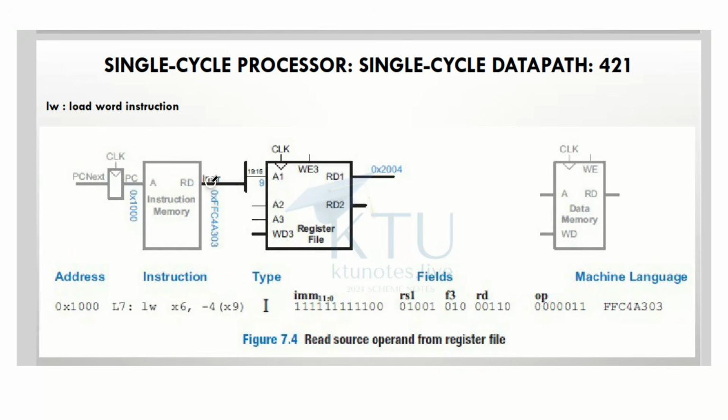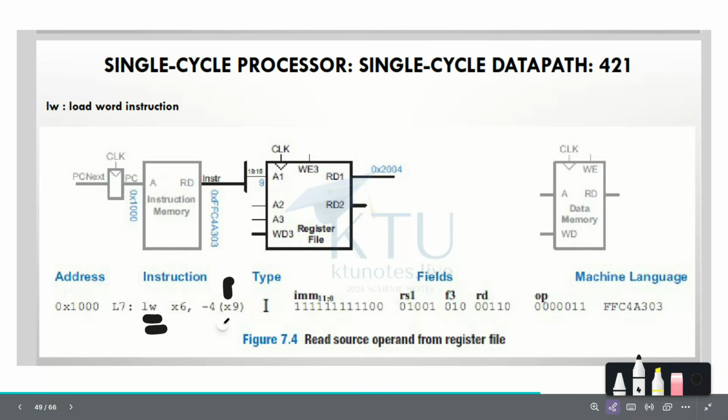Understood? Now, what the instruction is telling us is a load instruction. Load means what? The value at register x9 minus 4, I have to load that value into S6. So first of all, I have to read the value which is present in the x9 register. That is the main important thing that I have to do.